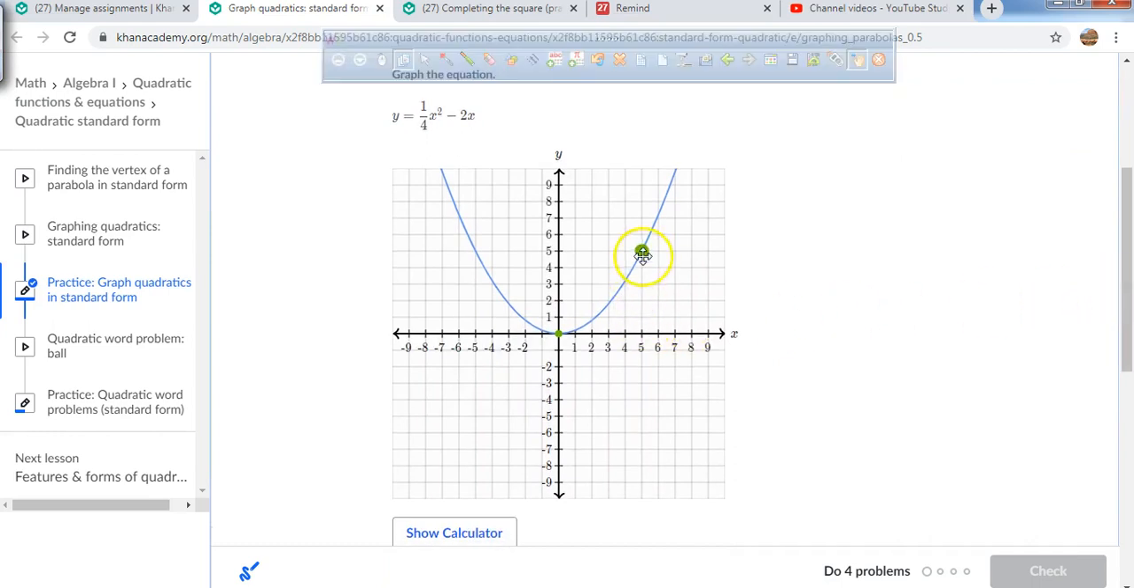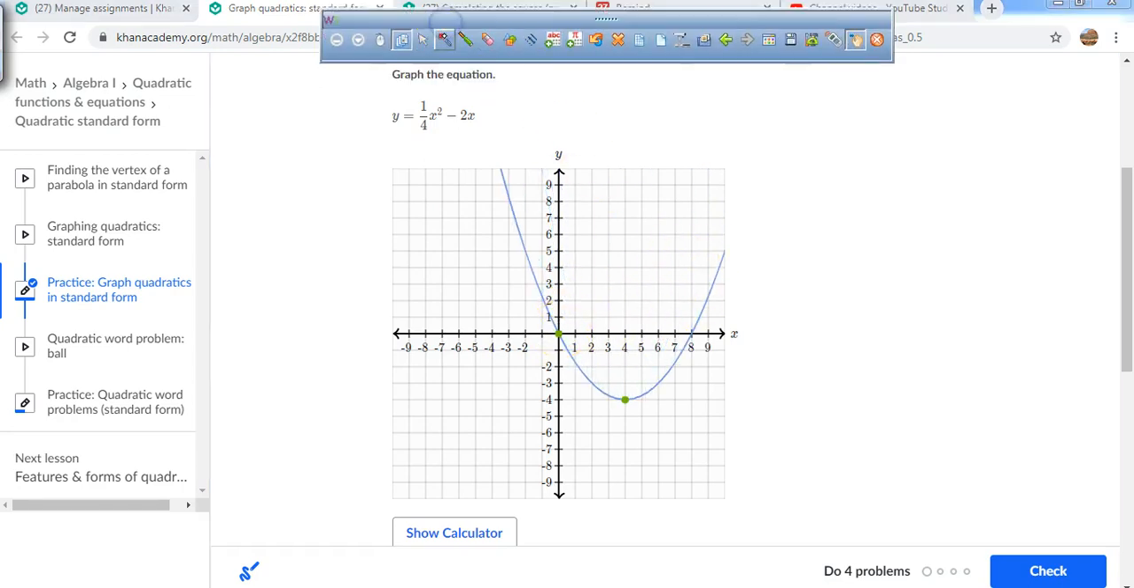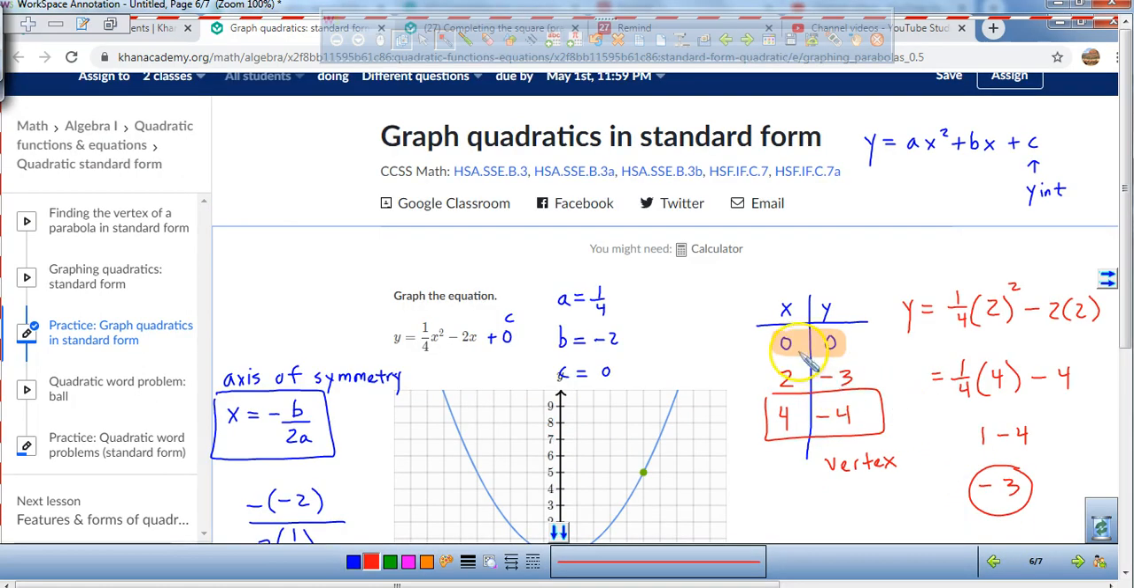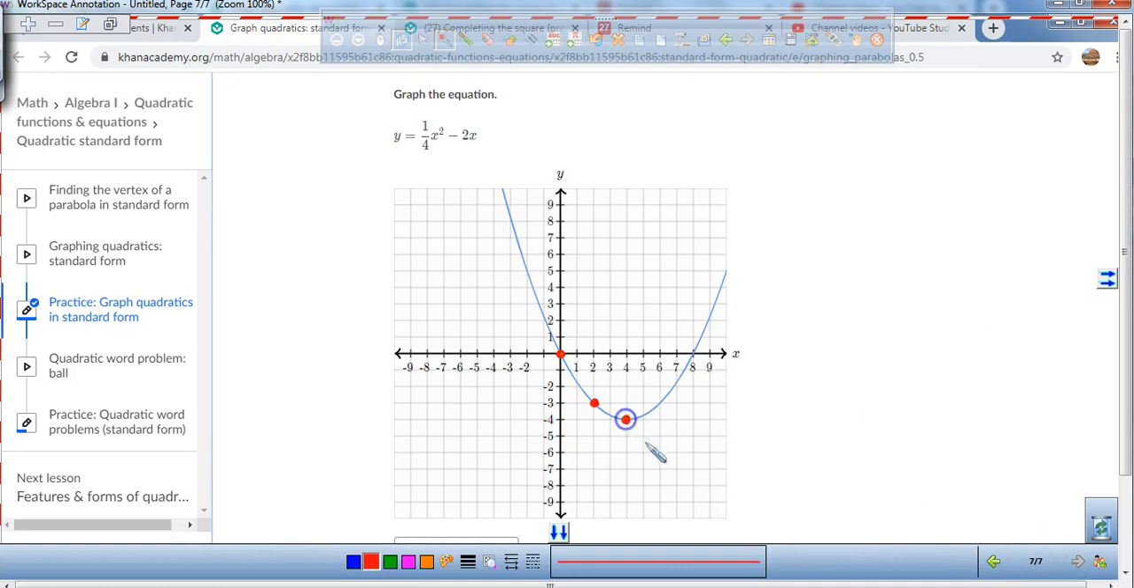And we're going to put the vertex over here at (4, -4). And then here I'm going to put (0, 0). I'm going to take a screenshot real quick, because we know one's at (0, 0). We just found the vertex to be at (4, -4). And the other point that we said was going to be at (2, -3). So you can see those 3 points: (0, 0), (2, -3), (4, -4).